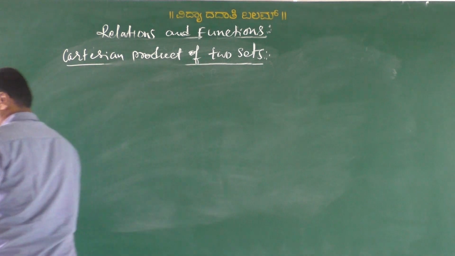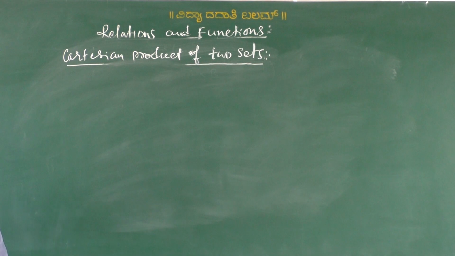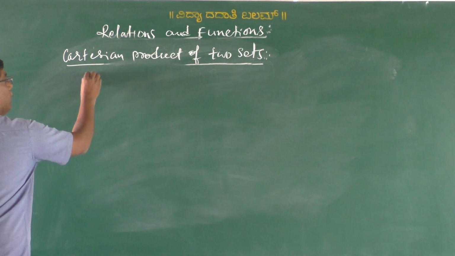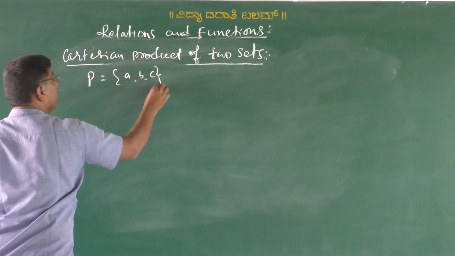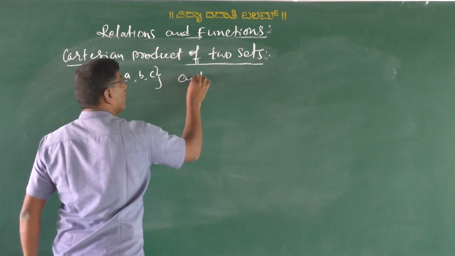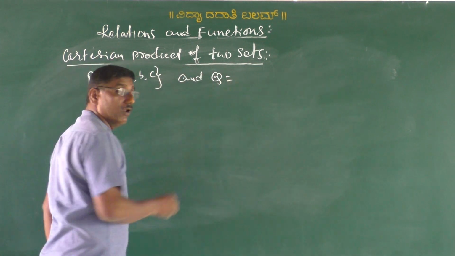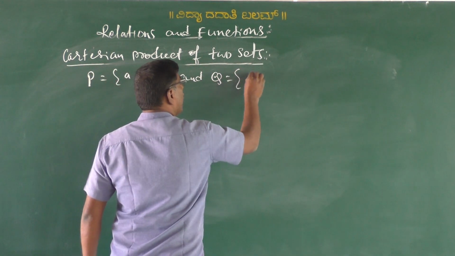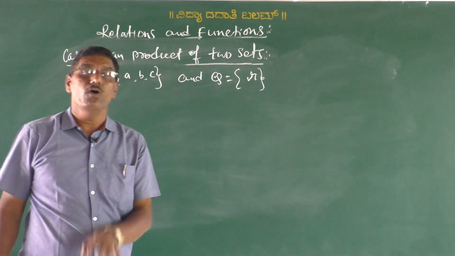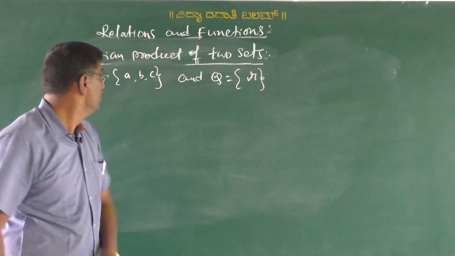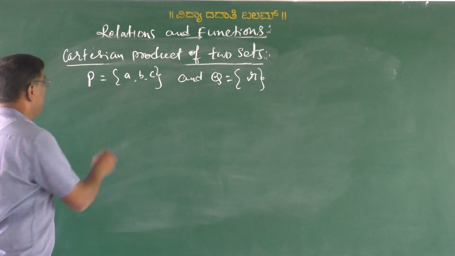Another example to find out: A cross B or B cross C. If P is equal to the set of all ordered pairs A, B, C and Q is equal to the set of all ordered pairs, that is R, then he asked to find P cross Q and Q cross P. First one, P cross Q.